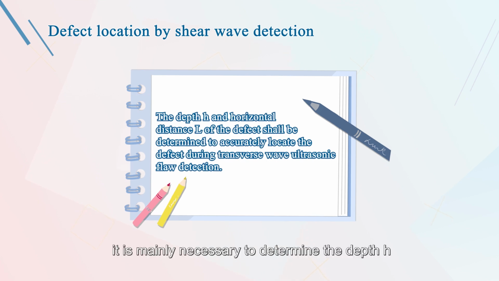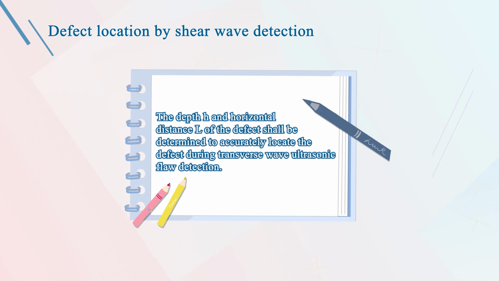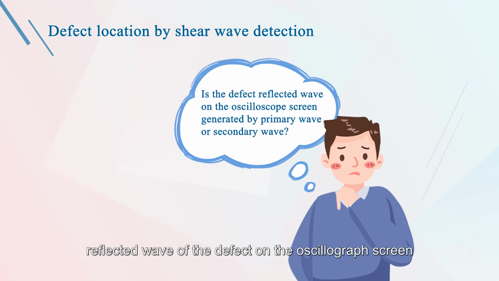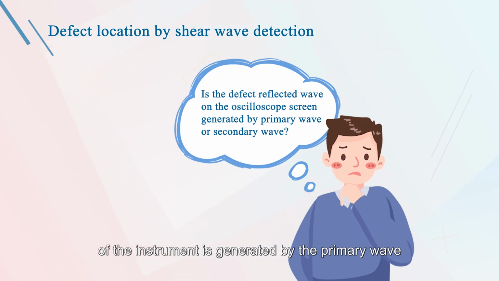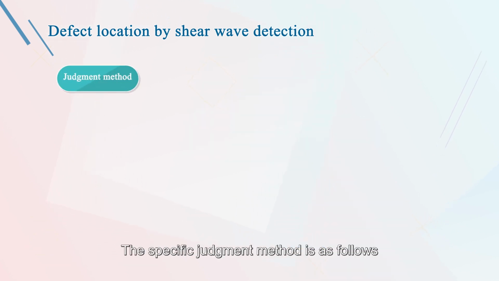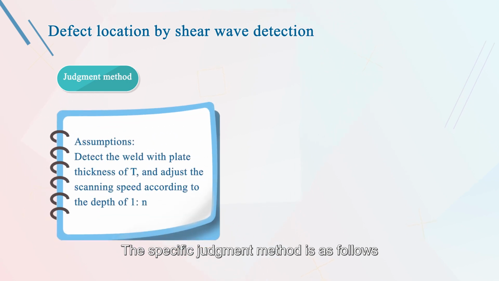To sum up, it is mainly necessary to determine the depth h and the horizontal distance L of the defect in transverse wave ultrasonic flaw detection to accurately locate the defect. In this process, the first thing to be determined is whether the reflected wave of the defect on the oscillograph screen of the instrument is generated by the primary wave or the secondary wave. The specific judgment method is as follows.